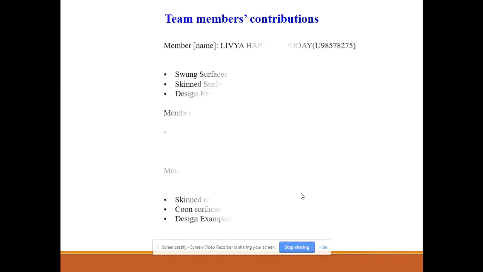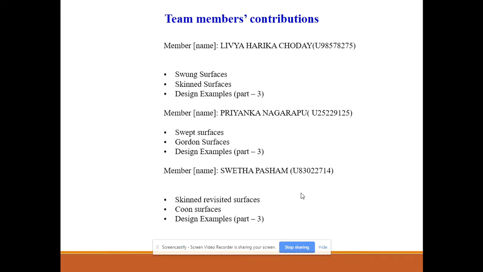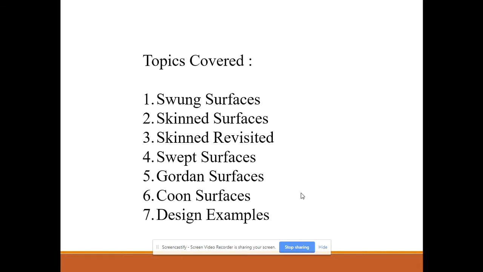So these are my team members' contributions. The topics we're going to discuss under advanced surface construction techniques are swung surfaces, skinned surfaces, swept surfaces, Gordon surfaces, Coons surfaces, and some design examples.